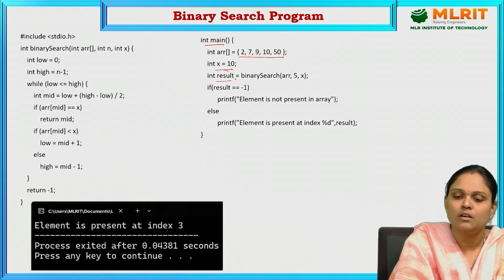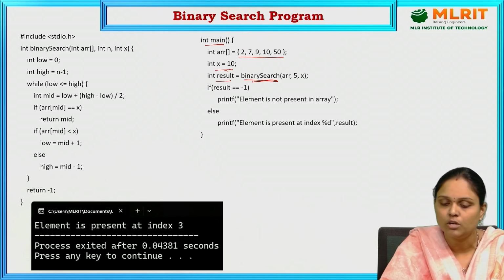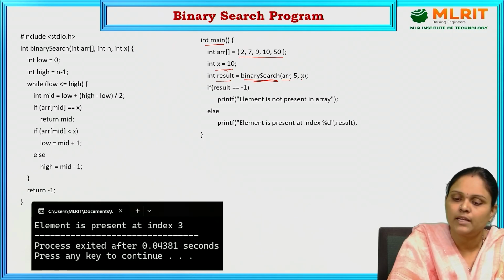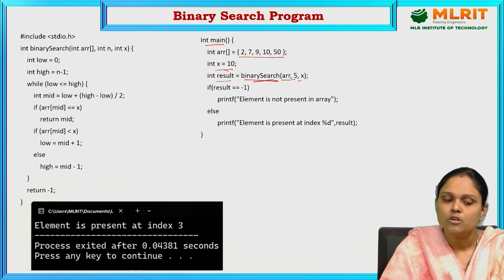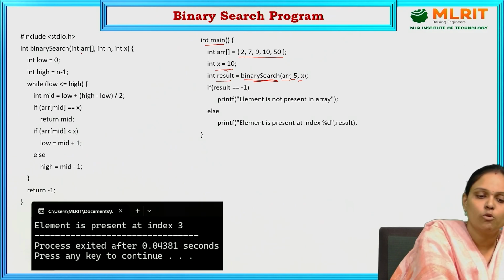And in result, we are calling a binary search. The binary search is a function call, and to this function call, we are passing the array and also the size of the array and also the element that you want to search. So all the values will be copied over here.